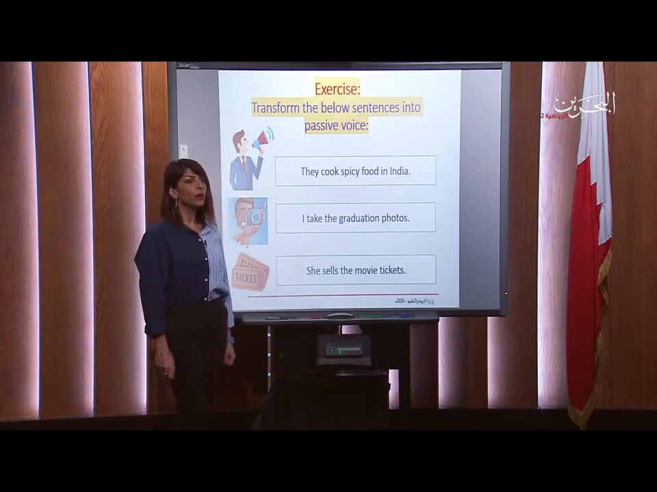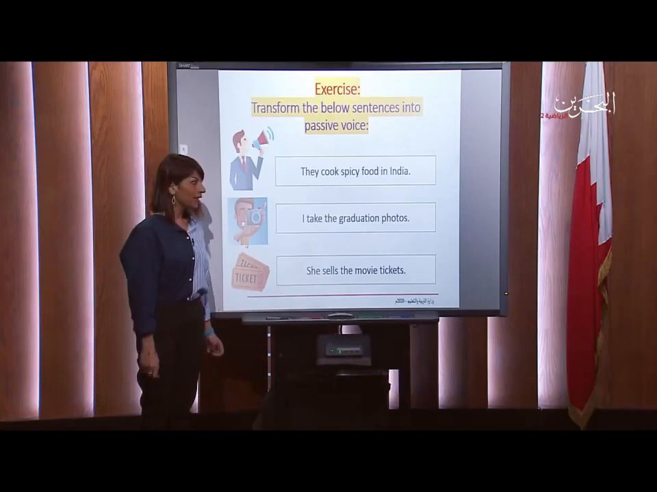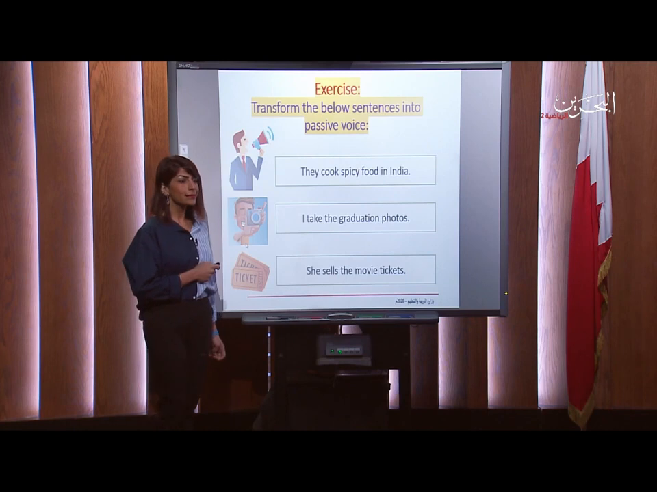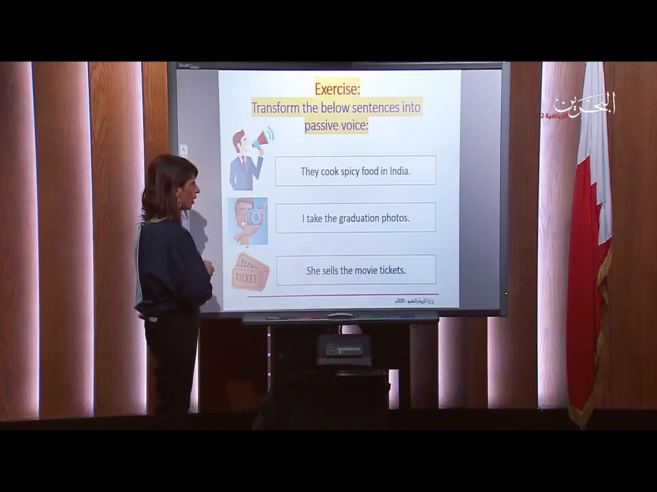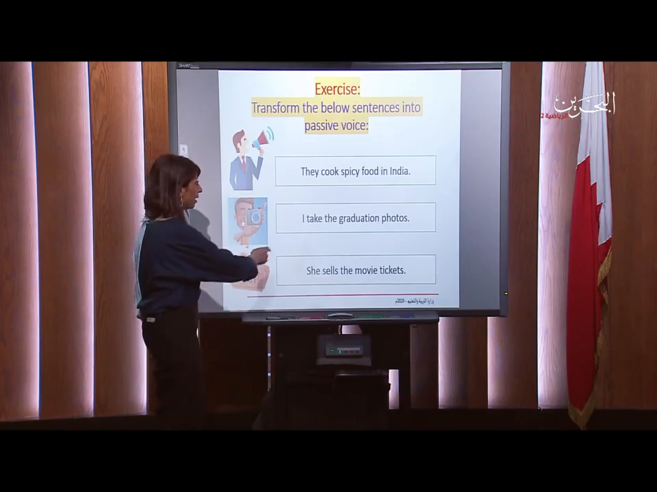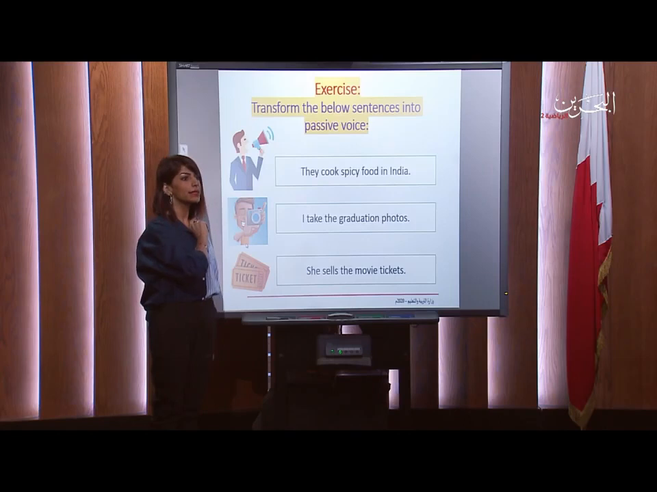Time is up. Now we will check the answers together. Let's move to the first sentence. They cook spicy food in India. What do I have to do? As I have previously mentioned, I have to bring the object to the beginning. So, the object here is spicy food, which means it is singular. We didn't say foods, we just said food, which is singular. So, spicy food is cooked. What did I do? I brought the object to the beginning, I added is because it's singular, and cook, I made it cooked, the third form of the verb.